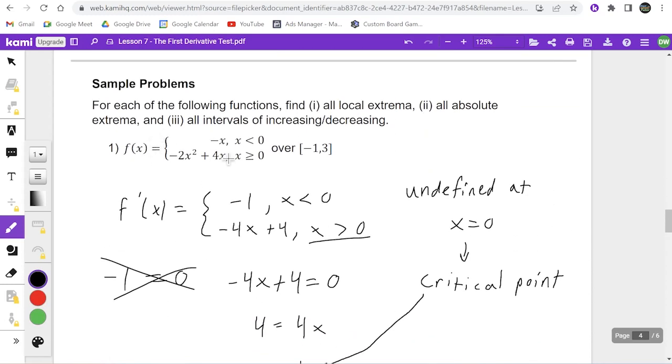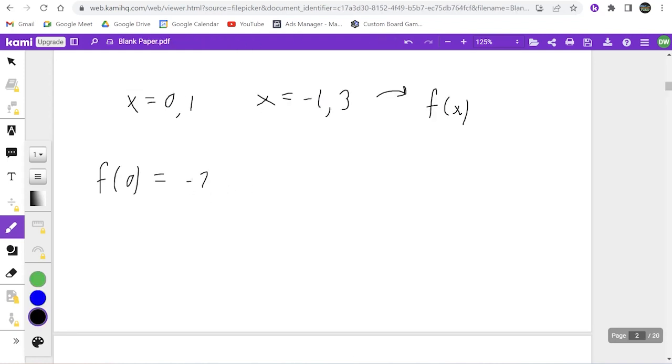The reason why it's the bottom function is because that's when x is greater than or equal to 0. So I need to deal with the bottom function for 0. So that's just going to be -2 times 0 squared plus 4 times 0. You just get 0. Next I'll plug in 1.